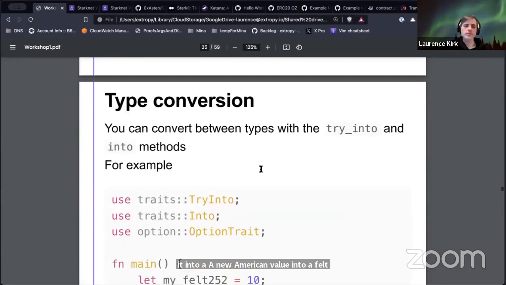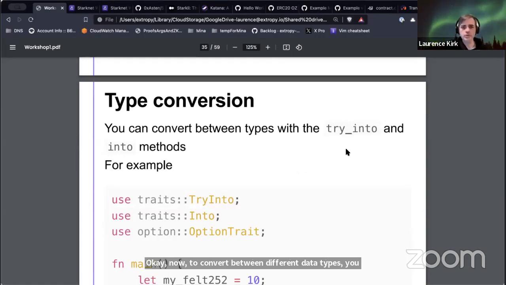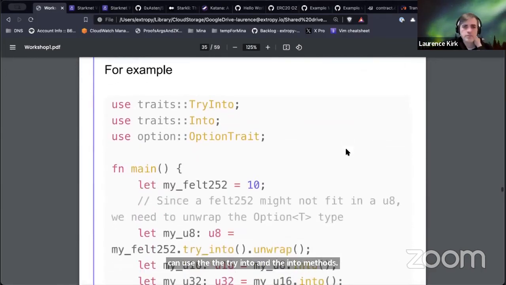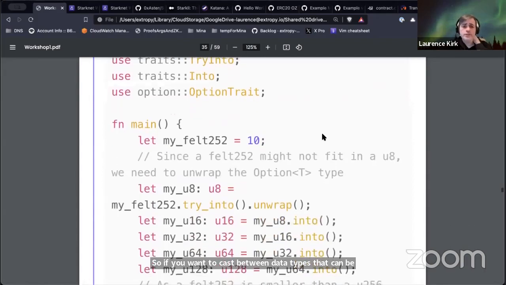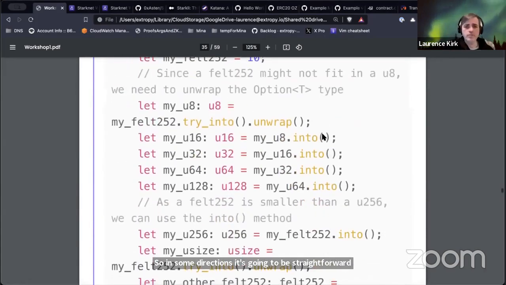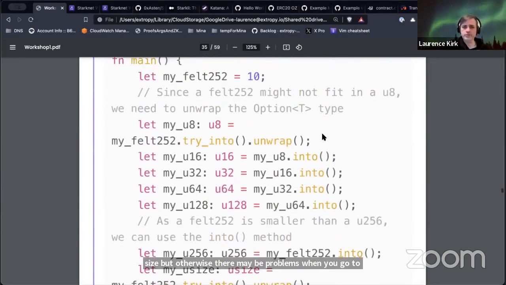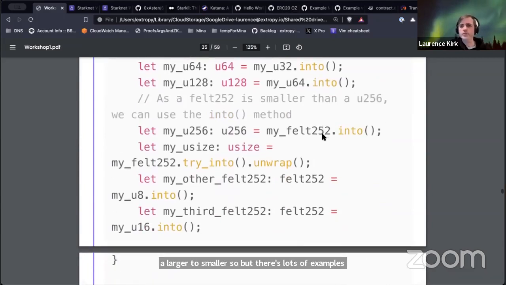Now, to convert between different data types, you can use the try_into and the into methods. So if you want to cast between data types, that can be possible, but you just need to be aware of the sizes that you're using. In some directions, it's going to be straightforward because you're going from a smaller size to a larger size. Otherwise, there may be problems when you go from larger to smaller. But there's lots of examples there for you to look at.